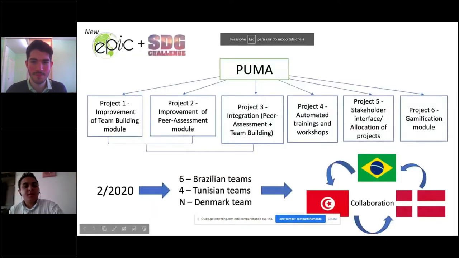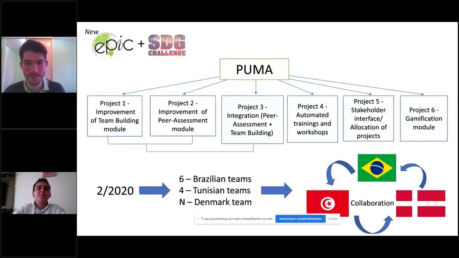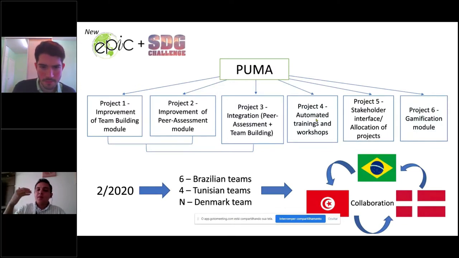So, I'm going to talk about the discussion of PUMA. This picture shows and summarizes the main results of the discussion. You have six projects. The first project is improvement of the team building module. So put new functionalities, testing, making a mobile version.